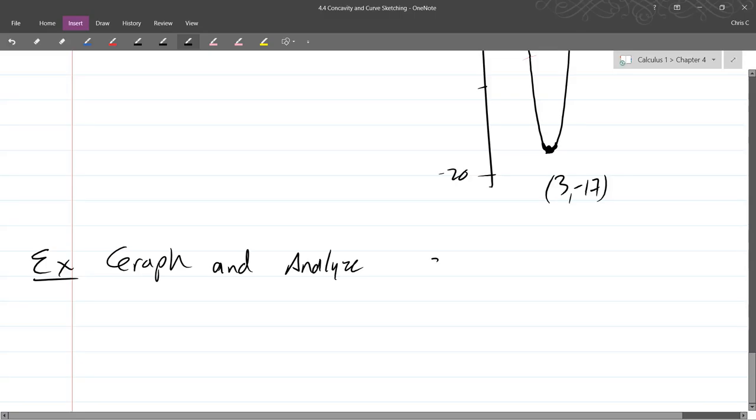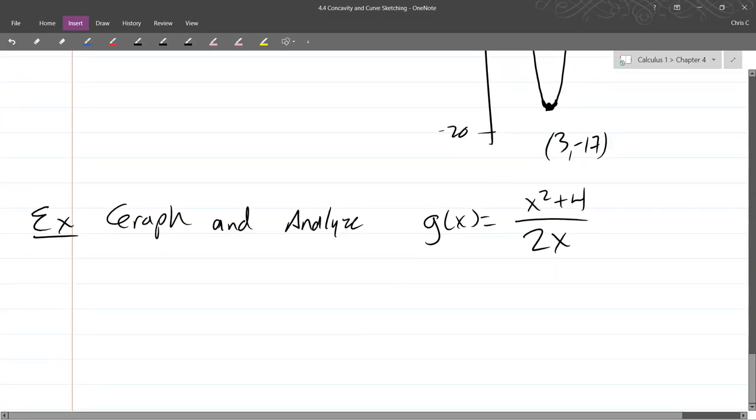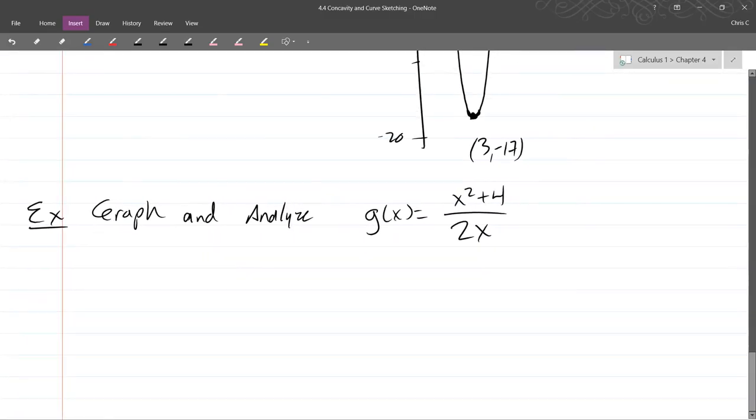All right, so we're going to graph and analyze our function, we'll go with g of x. So first thing, notice the domain's not everything, because we can obviously divide by 0 pretty easily. So make sure you write this g function down. I'm going to scroll up to everything I want you to do. So write the g function down, x squared plus 4 over 2x.